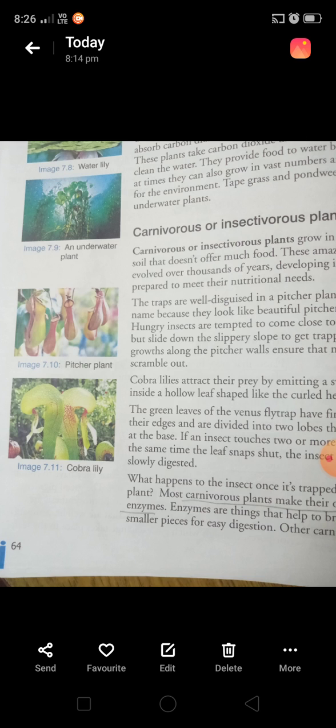Next one is the cobra lily plant. It attracts insects by emitting a sweet smell. The shape of the leaf is like the curled head of a cobra. That's why the name cobra lily plant was given.